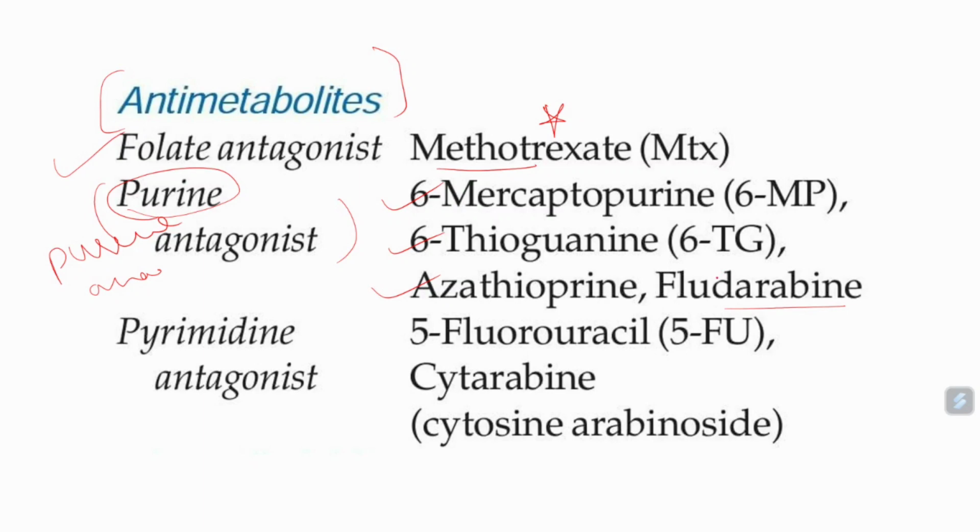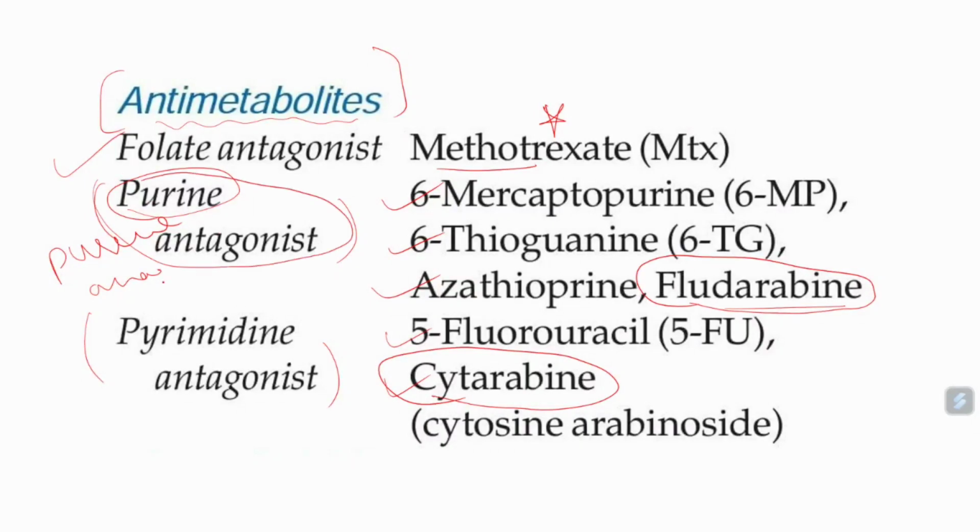Along with this, we also have other drugs. Let me tell you, these are purine antagonists, and we have pyrimidine antagonists. In pyrimidine antagonists, we have 5-fluorouracil and cytarabine. Cytarabine already came up in a previous class, and I'll explain this drug also. So these are the different drugs that come under antimetabolites. Fludarabine comes under the class of purine antagonists, or purine analogs. We'll discuss these purine antagonists, and then we'll solve the case.